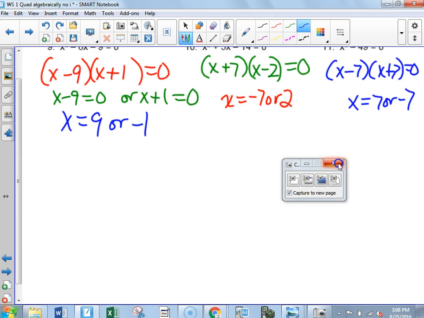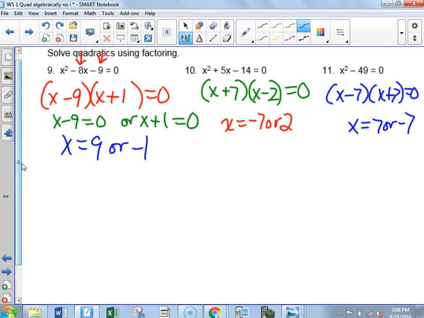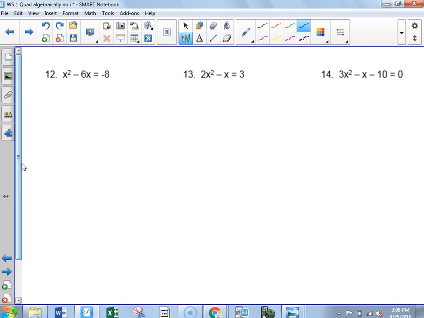All right, they get a little trickier. What do we have to do here first? There is no property that says two things multiply to make -8, and there's two specific things. There are infinite number of things that multiply to make -8. Okay, we can't do it with a -8. We have to make it a 0. X squared minus 6x plus 8 equals 0.